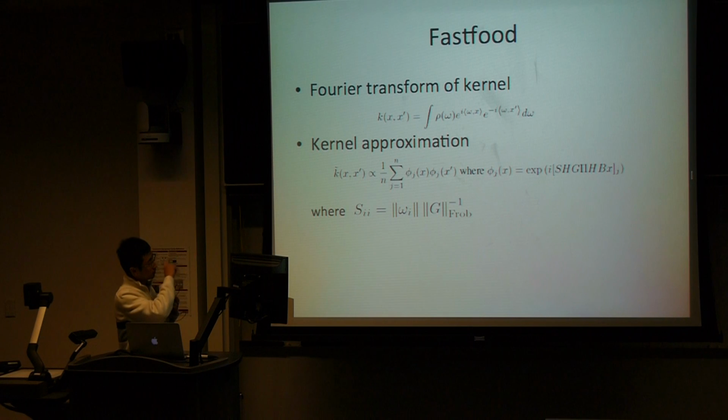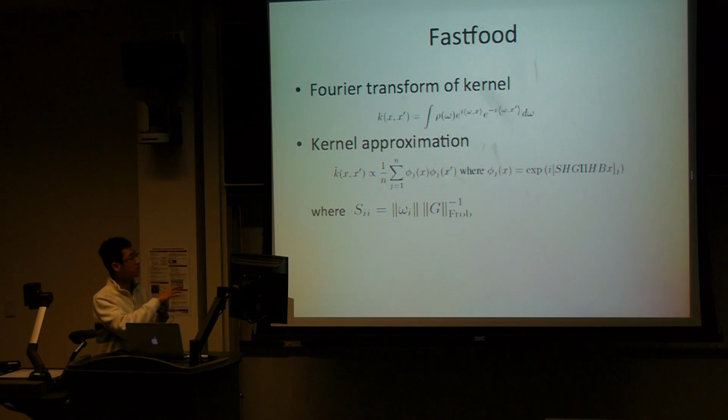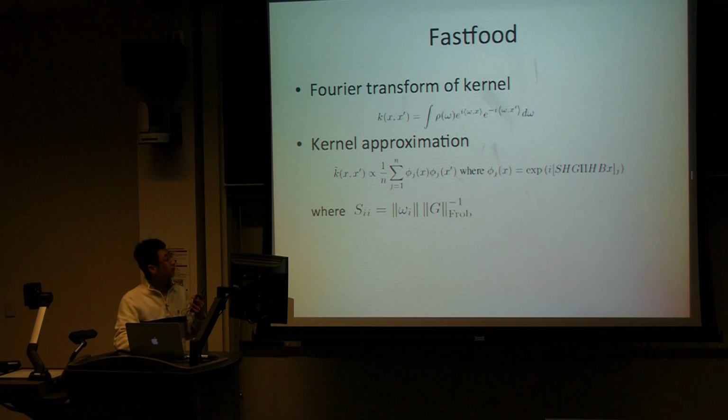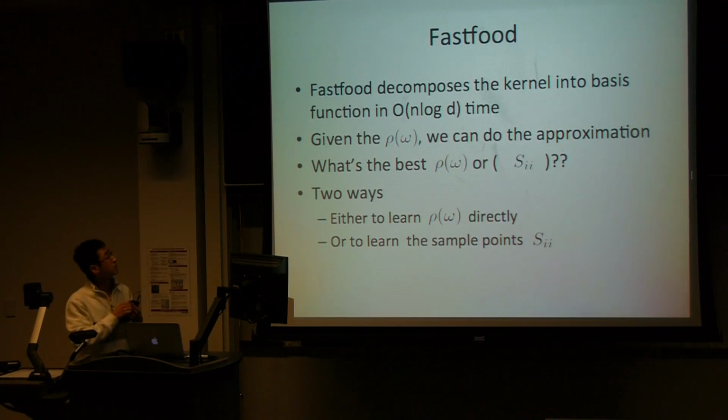We have the kernel, which is equal to the inner product of the basis function. And you can simply ignore the complicated matrix operation there. You can simply focus on the S. Basically, this is one term we need to manipulate later. And S is the radius of a multivariate Gaussian random vector. As I have mentioned, Fastfood decomposes the kernel into basis functions in n log d time.